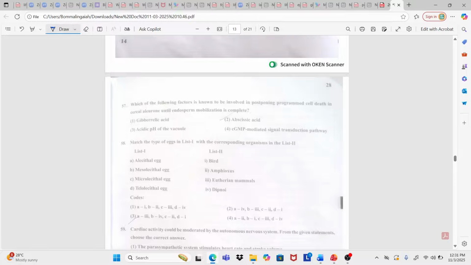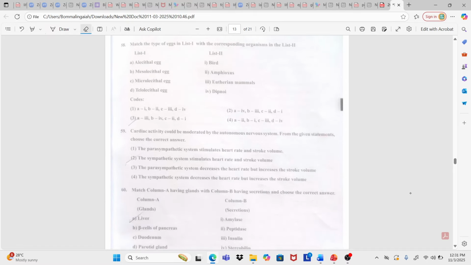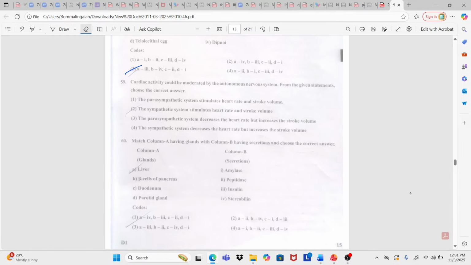The correct option for this question is abscisic acid. Correct. Next, question number 58. The correct option for this question is option number 3. Next, question number 59. The correct option for this question is option number 2. Next, question number 60.